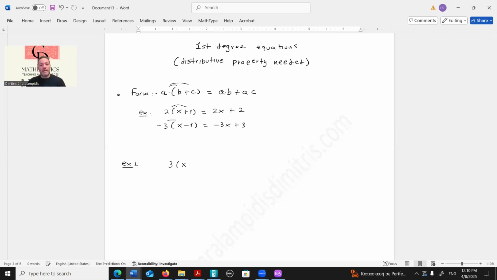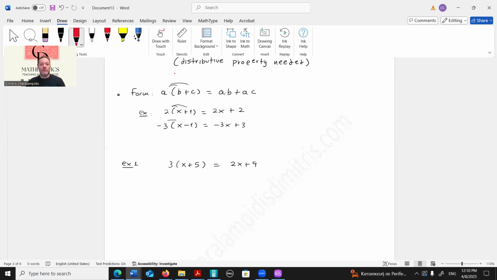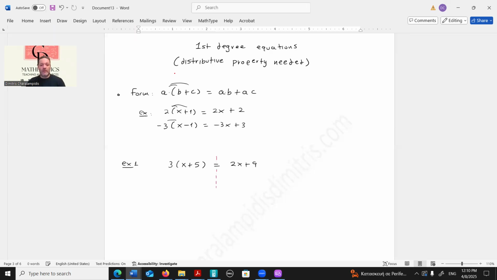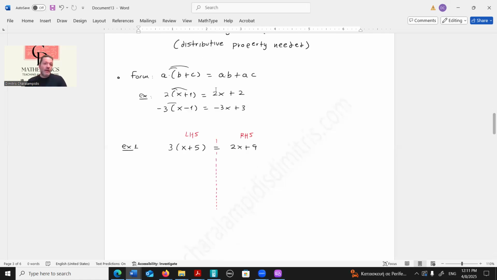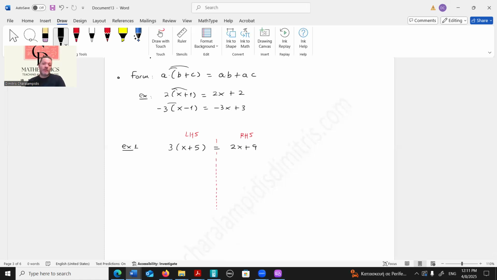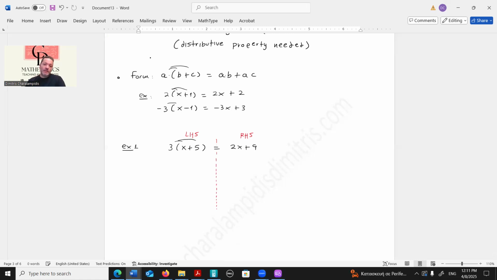3 multiplied by x plus 5 equals 2x plus 9. As always, we will follow our approach of visualizing a line that can act as a boundary between the left-hand side and the right-hand side. At first, and that's what makes this video different, we will apply the distributive property at the left. 3 times x is 3x. 3 times 5, it's 15, equals 2x plus 9.